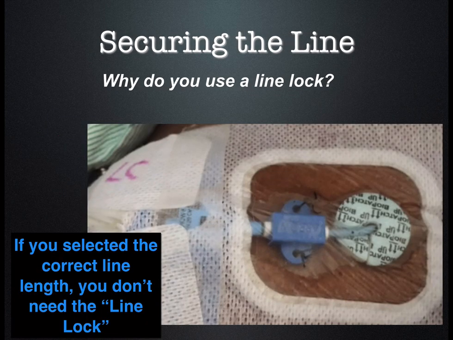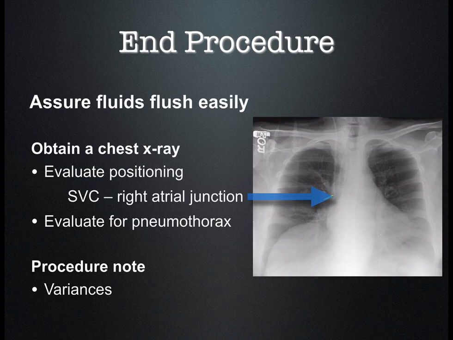What about the line lock? So in our kit, we had a line lock. This is the blue hub here. The line lock is for securing excess catheter. So if you selected the right catheter at the beginning, you won't need to use the line lock. If you put in a 20 centimeter catheter in a place where you only need 15 centimeters of catheter, you've got to secure that extra 5 centimeters. You need to use a line lock. So a line lock is an unnecessary tool. You shouldn't really need it. And so when we place our central lines appropriately, as this one is, you don't have to use a line lock.